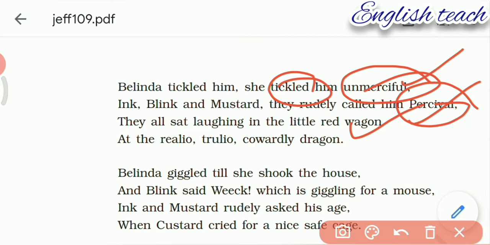So what the poet is saying in this paragraph means Belinda used to stroke the dragon in a very cruel way. Ink, Blink, and Mustard made fun of him by comparing him to a knight named Percival, who was thought to be brave but ran away due to lack of courage. They used to tease the dragon while sitting in their little red wagon.